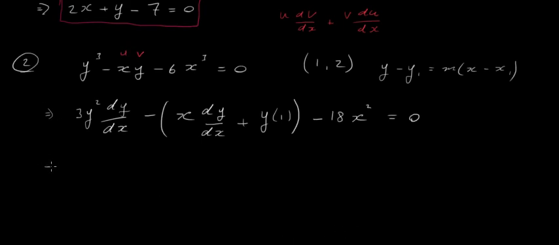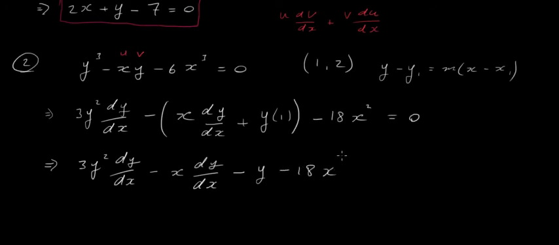Now what we need to try and do here is isolate the dy/dx. In other words, get dy/dx equal to something. So we have two dy/dx's here, so we need to get those together and then factorize. So let's get rid of these brackets first. So we have 3y squared dy/dx minus x dy/dx minus, remember minus times plus is minus, y here, and then we have minus 18x squared, and all that is equal to 0.